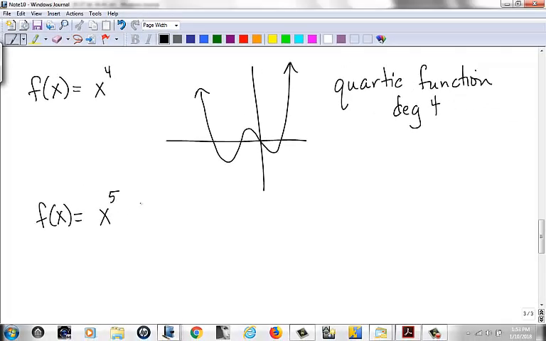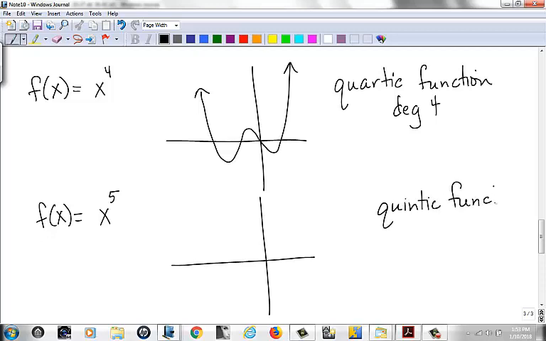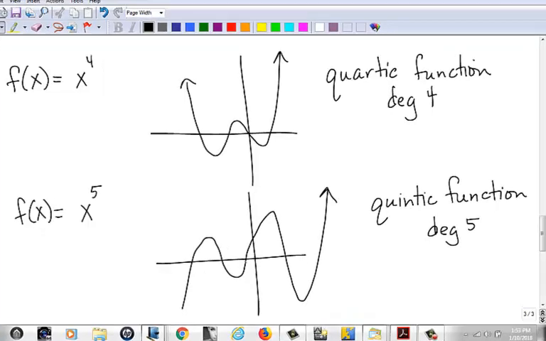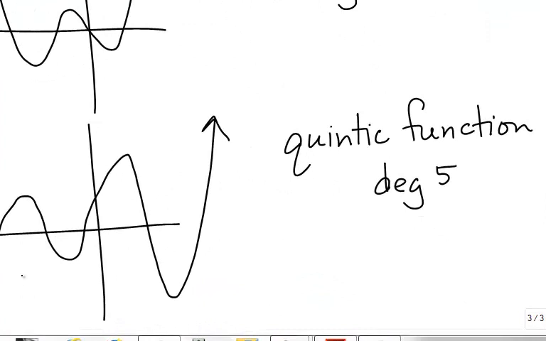If it's an x to the 5th, that one is a quintic. Okay, and that one is a degree 5. Look, something like this. 1, 2, 3, 4, 5. Cross 5 times. It's going to cross an odd number of times. So I just wanted to give you kind of an idea of the polynomials that you're looking at. Most of what we've covered is highest is the x squared, the parabolas.